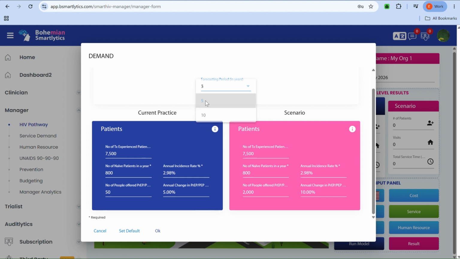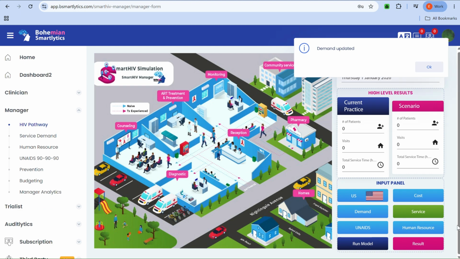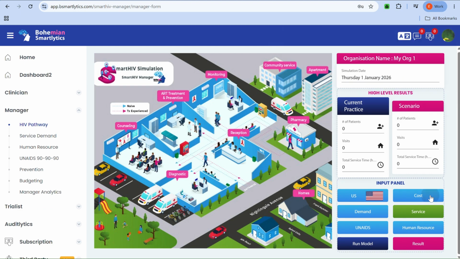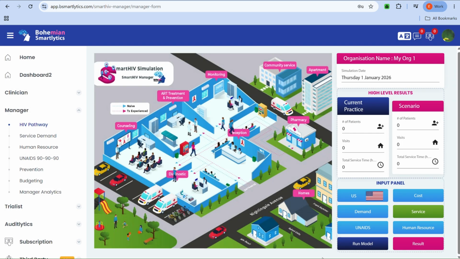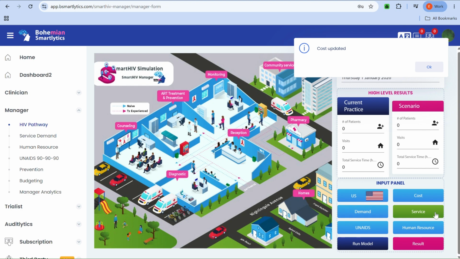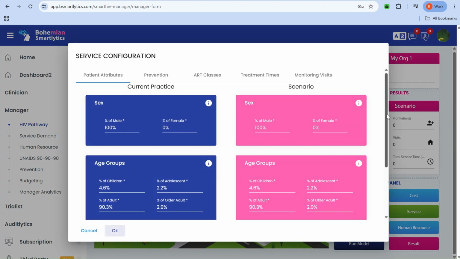Every service customizes its own demand inputs: existing patients in care, new patients expected through referral, people at risk of HIV being offered PrEP, and how many years forward to simulate. Throughout, current practice is always run against a comparison scenario, so nothing is assessed in isolation.